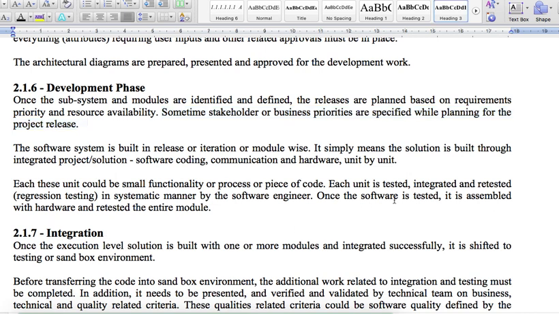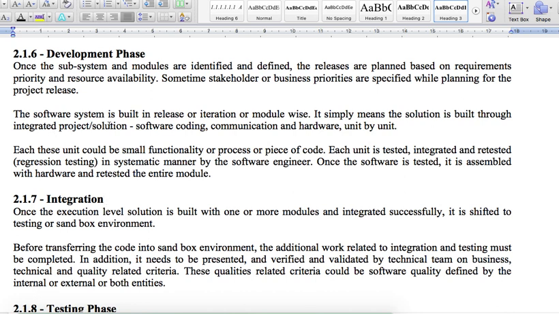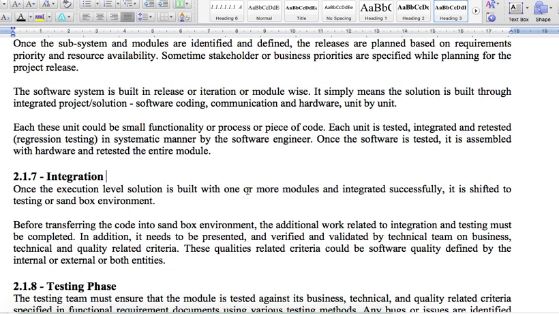It simply means the solution is built through an integrated project and solution, and software coding, communication with hardware is basically done unit by unit. So it's all about coding and communicating with the hardware, and communicating also with what we call interfaces. Once a particular unit is built, it is tested by the technical team itself. The testing is not done at this stage; it will be done at a later stage by another team, the testing team.